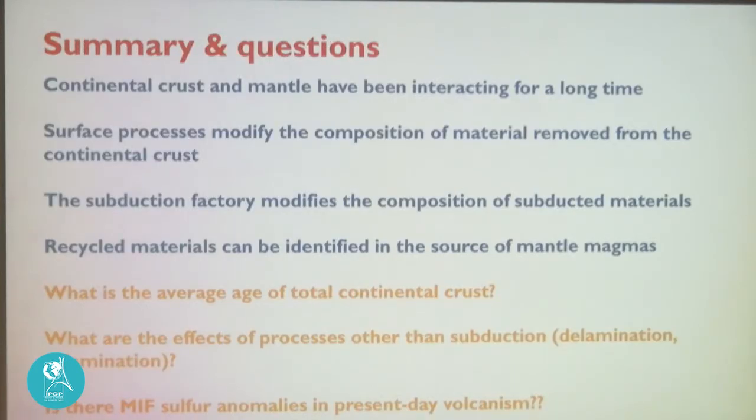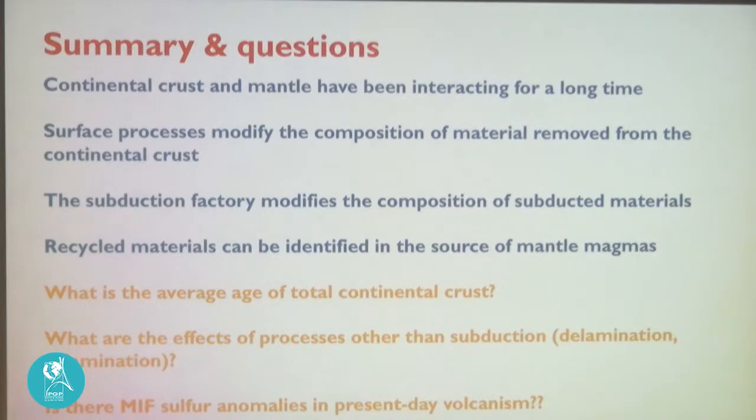So, to summarize, I have some summary and some questions, or some future work, let's put it this way. First of all, the crust and the mantle have been interacting for a long time. I think I will convince you of that. The surface processes modify the composition of the material removed from the continental crust. So what enters the ocean basin does not have the composition of the continental crust, and we can quantify that.